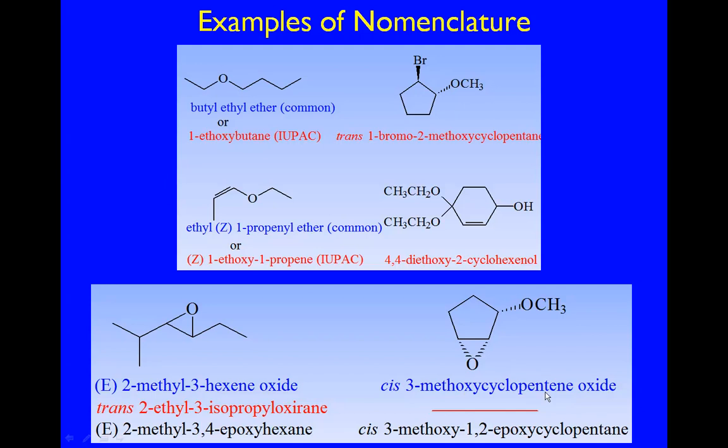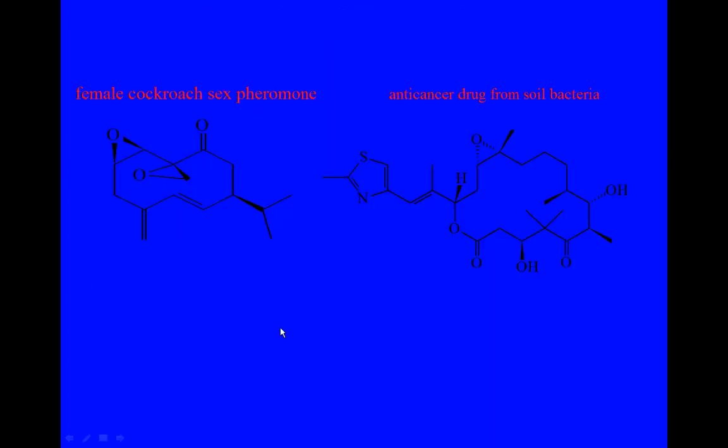Cis 3-methoxy cyclopentene oxide. This is a methoxy group, and cyclopentene, because this is where the oxide is, where the double bond would have been, so that's cyclopentene. It's an oxygenated compound of alkene, so it's regarded as oxide of alkene, so that's what is seen here. The other way, cis, that's the geometry of the epoxide: 3-methoxy 1,2 epoxy cyclopentane. So the numbering is going in such a direction that the substituent is getting the lowest number possible. Okay, and that's about nomenclature.